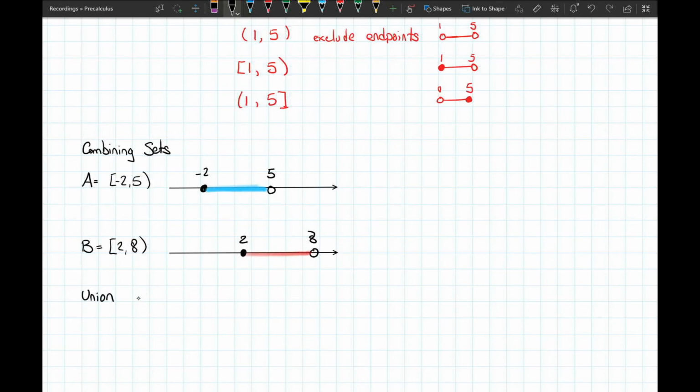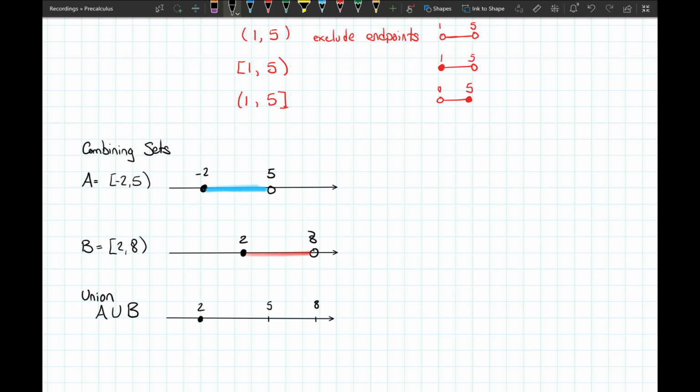And if we wanted to form A union B, then we put an operation between the two of them, which is a cup. It kind of looks like a U. This would be including everything in both the blue and red intervals. So you can see that -2 is included, so that's going to be a solid dot. And it includes everything up to 5. But 5 is not included. However, the red line takes care of 5 because it includes everything from 2 all the way up to 8.